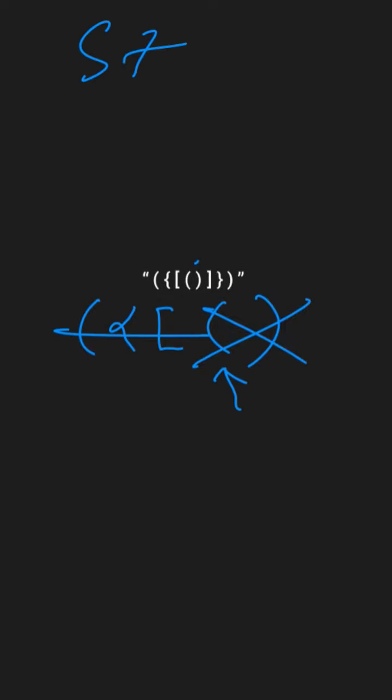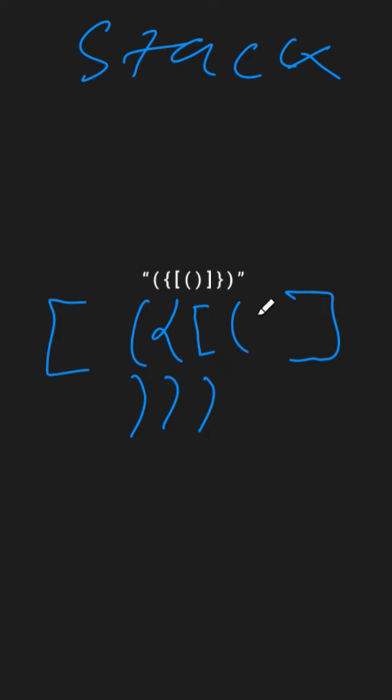What do we even add to the stack? We want to add the opening brackets because that is how we can close out the bracket once we see the closing bracket. There's no point in adding closing bracket into our stack because you cannot close a closing bracket. You want to close an opening bracket.